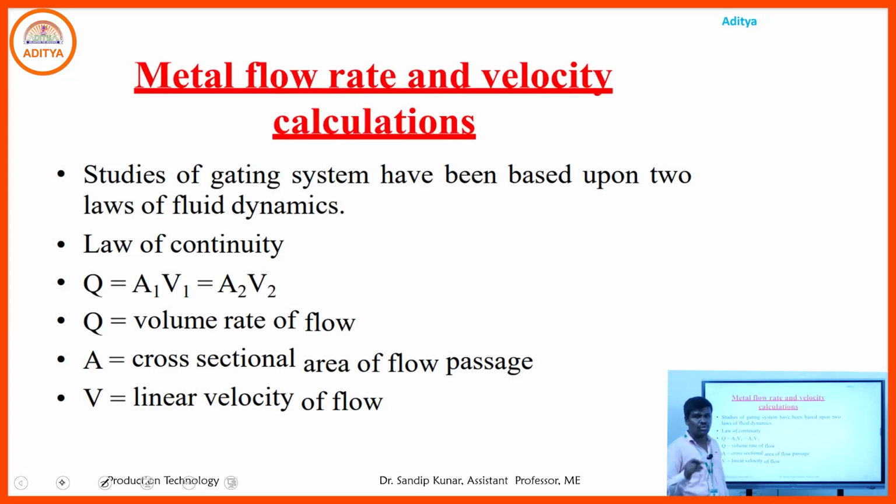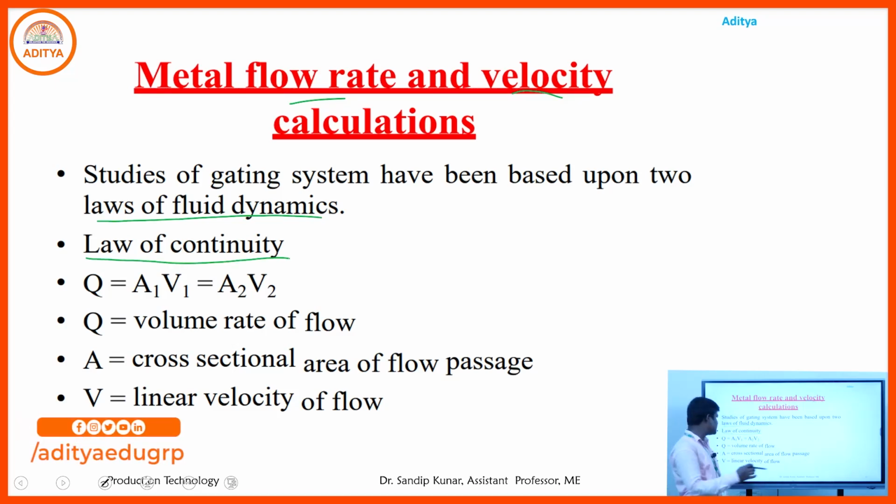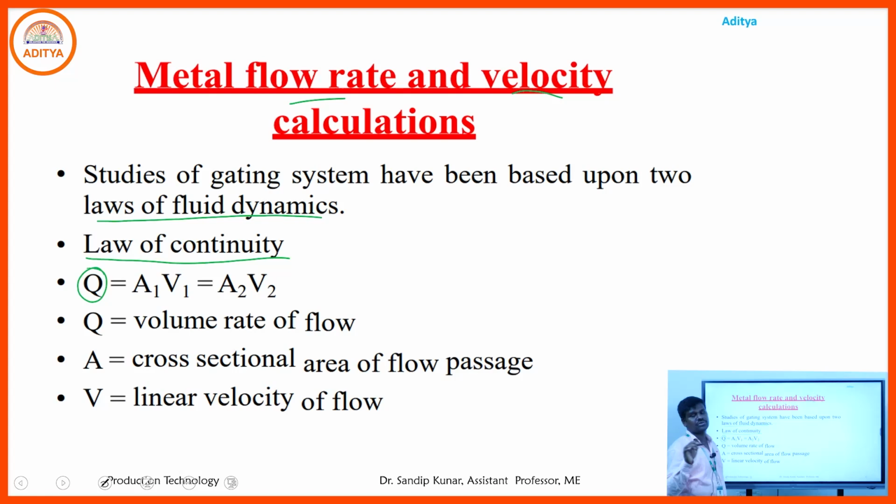Now, how do we measure the flow rate and velocity of that particular flow of the liquid metal? Using the laws of fluid dynamics, we use the law of continuity equation. Here Q is the flow rate. Q equals A1 V1 equals A2 V2.